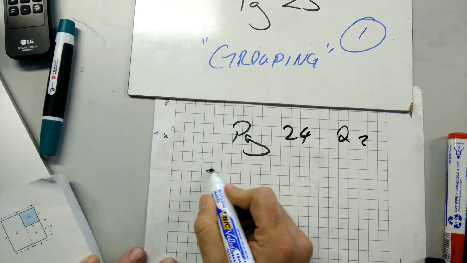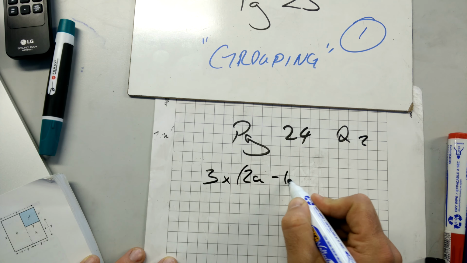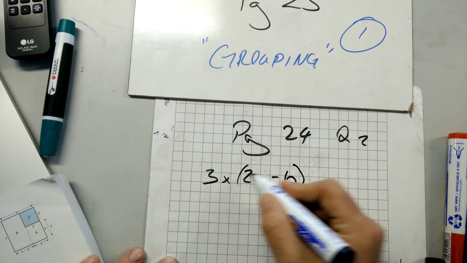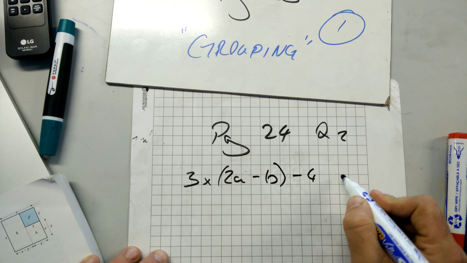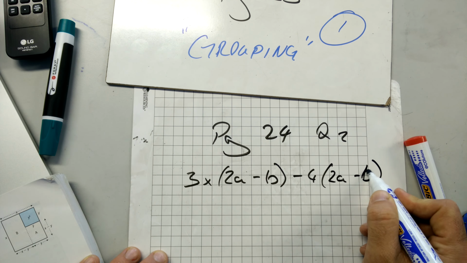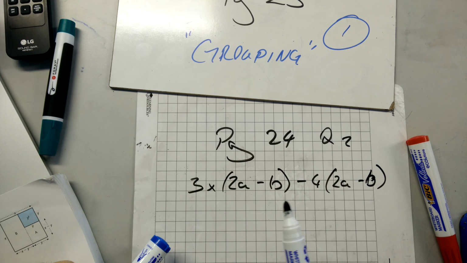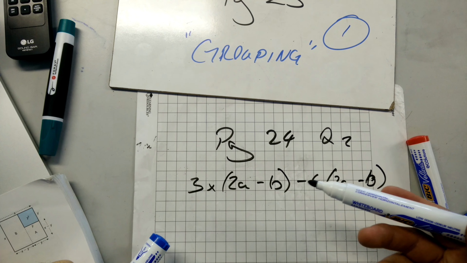So question 2 reads 3x by 2a minus b minus 4 by 2a minus b. Just a couple of things to reiterate from looking over your tests: if there isn't an equal sign here, we can't find a value for a or b or x or anything. We can only simplify this and make it look a bit easier.